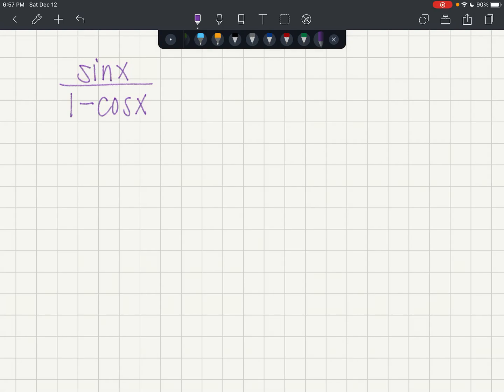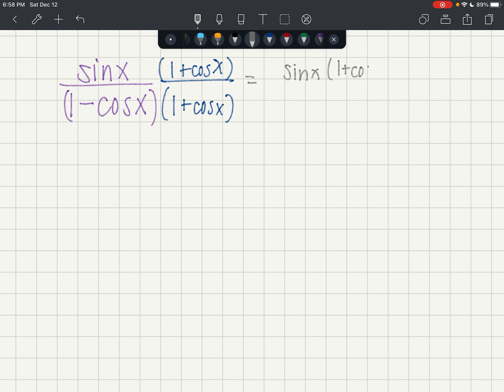Okay, we want to take this expression and simplify it so that it's a sum or difference without fractions. So we're going to take this denominator and multiply by its conjugate. We do that in the numerator and the denominator so that we're multiplying by a factor of 1. So in the numerator, we're going to have sine of x times 1 plus cosine of x. And in the denominator, we're going to have 1 minus cosine squared of x.